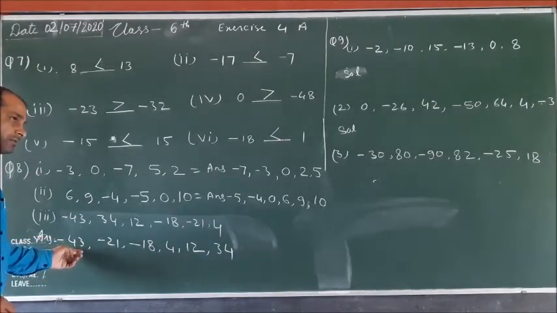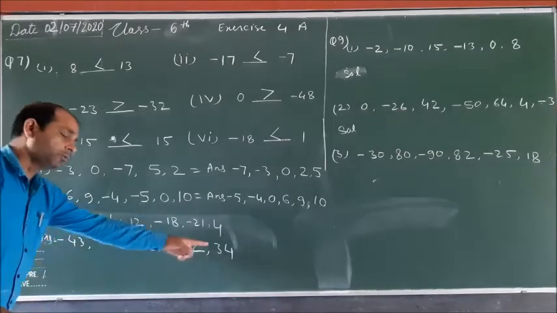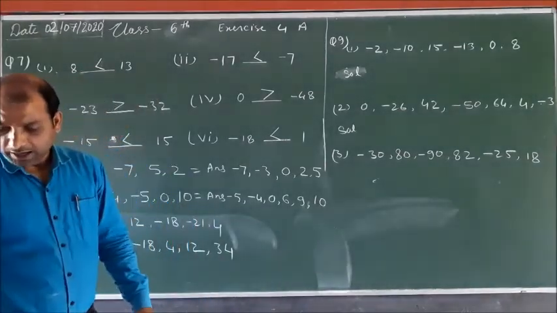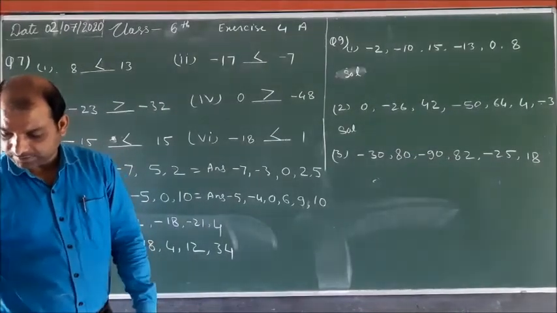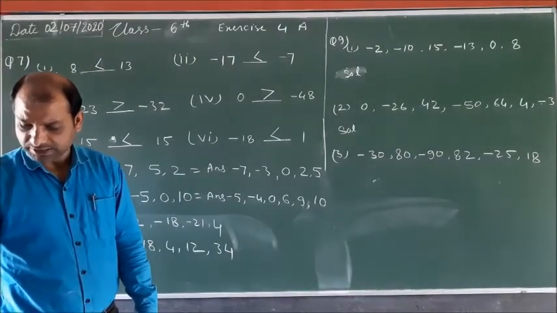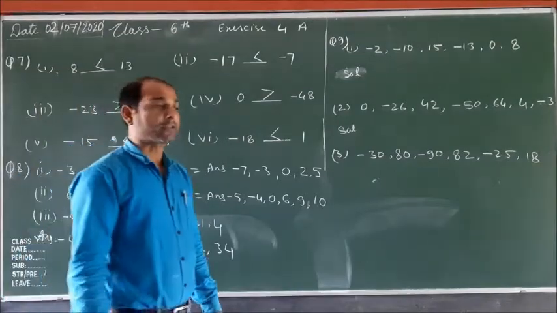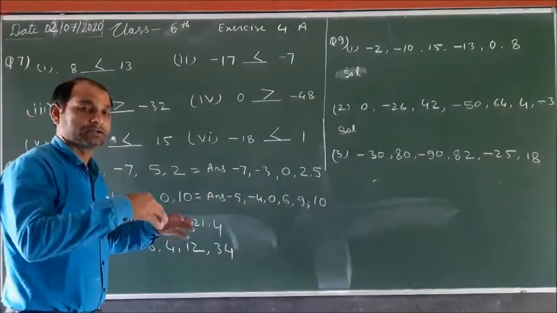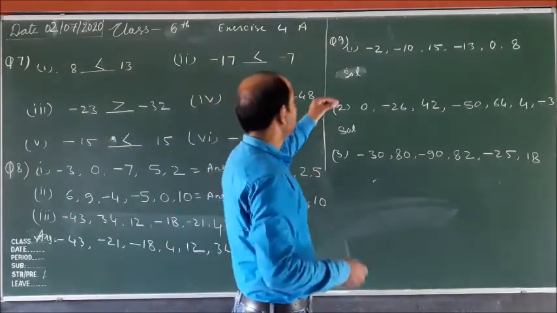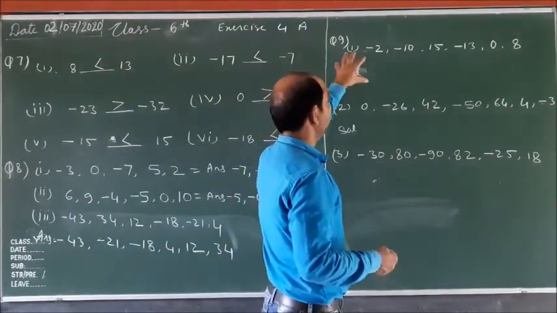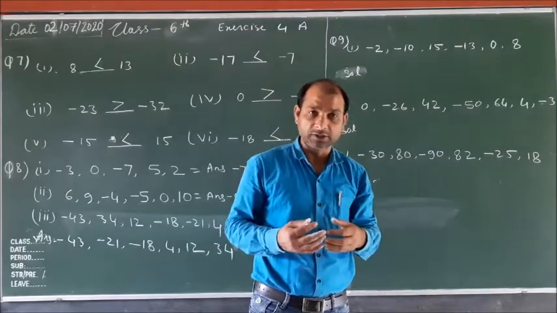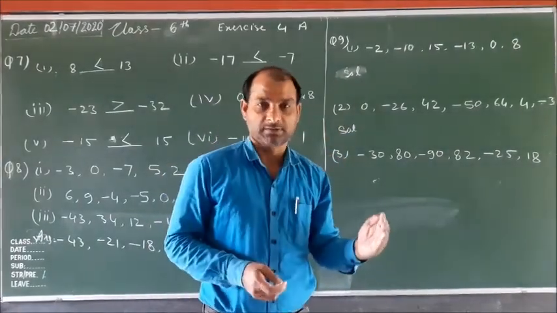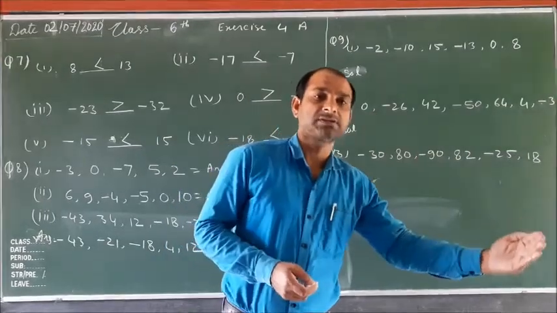We write here from smaller to greater. So in question number 9, arrange the following set of integers in descending order. In question number 8, we wrote in ascending order. Just opposite is the descending order. In descending order, first we write the greater number, then we write the smallest.